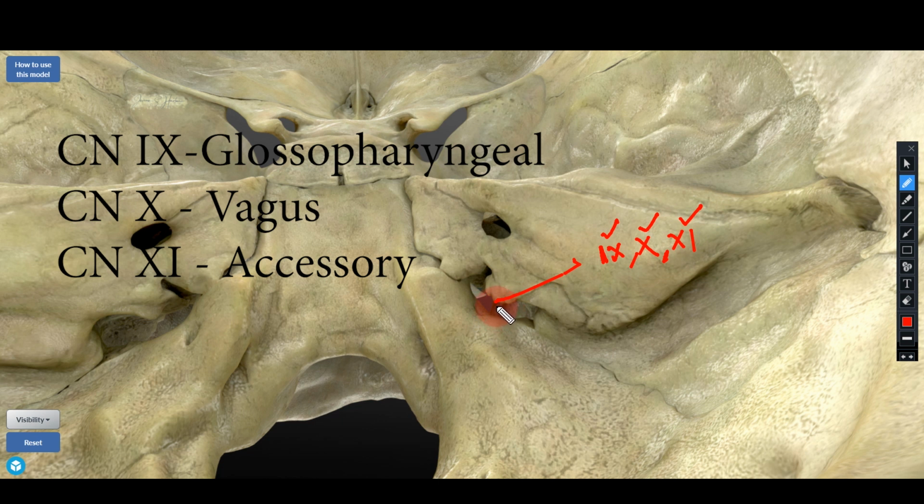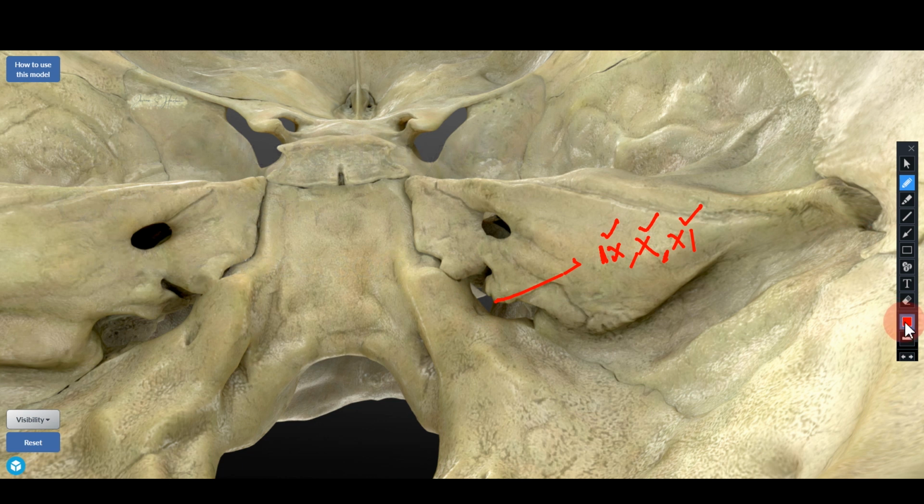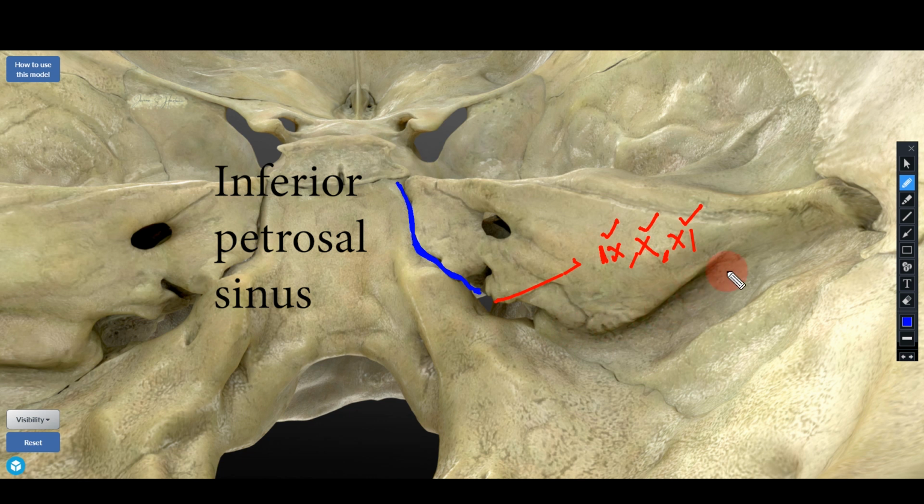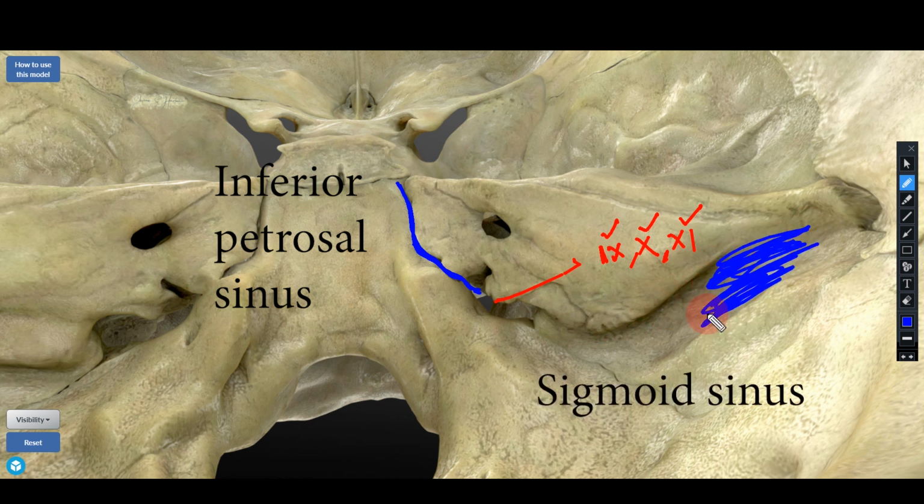In addition to that, you also have the inferior petrosal sinus, because this is the petrous bone. So this is the inferior petrosal sinus that is going to drain down and drain out through the jugular foramen. Also, you have this large groove. This large groove is the sigmoid groove through which the sigmoid sinus is going to drain down, and that is also going to drain out through the jugular foramen as the internal jugular vein.